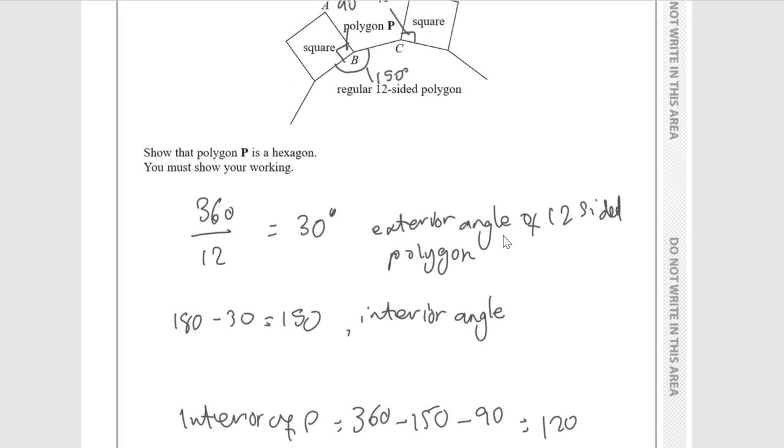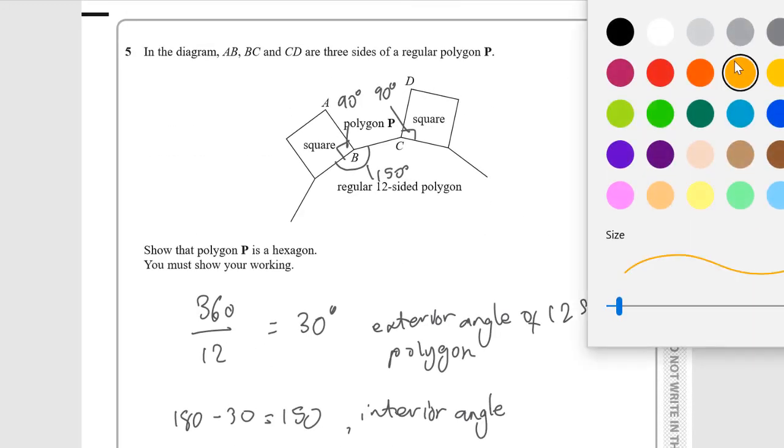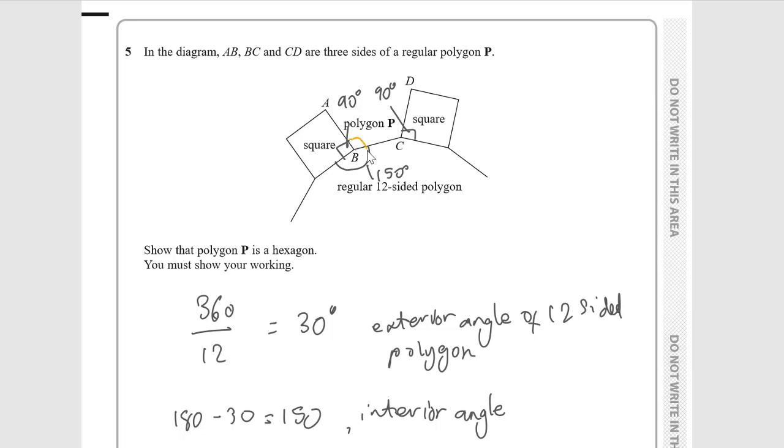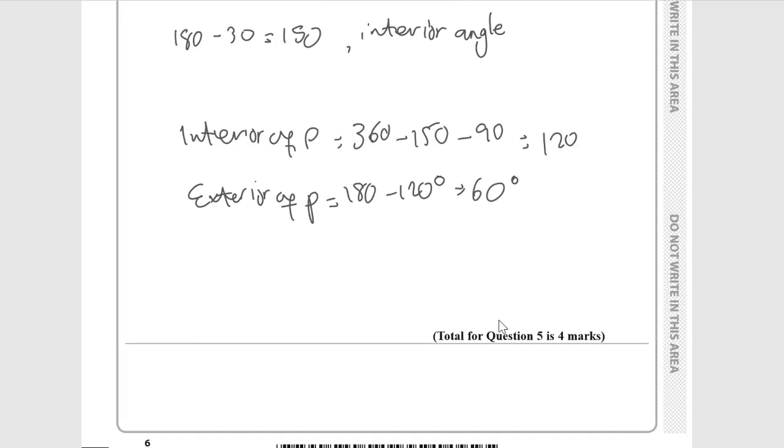So we know, choose a different color, this is going to be 120. So that's 120. So we know the exterior angle is going to be equal to 60. And if we say 360 divided by 60 equals 6, then P has 6 sides, therefore it's a hexagon.